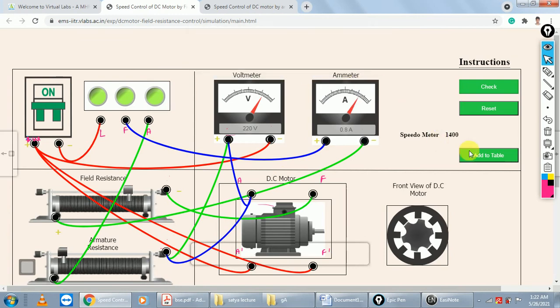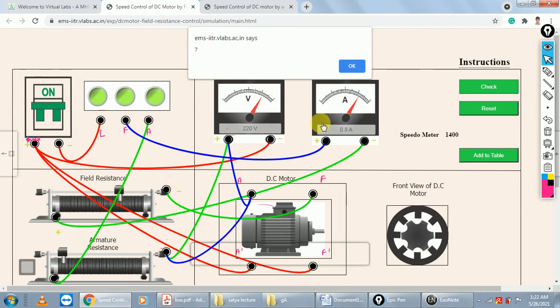Okay, again we increase the value of field resistance. Field resistance value increases, then your IF decreases. Okay, IF is 0.8 ampere. IF decreases means speed again increases. So your speed is 1400 rpm.